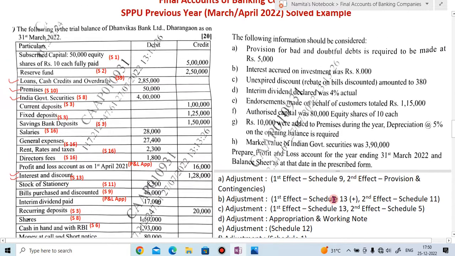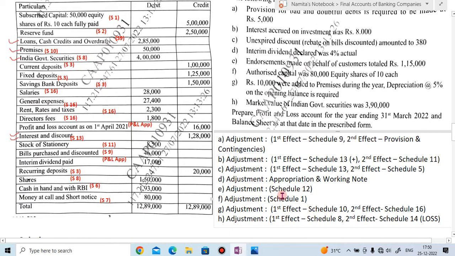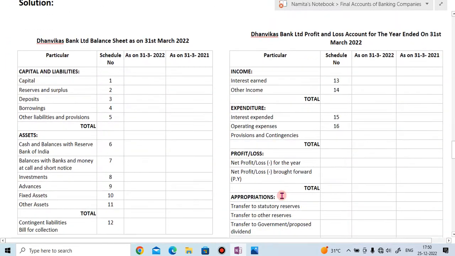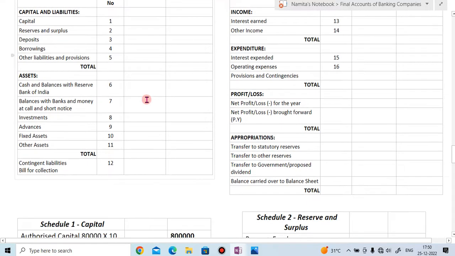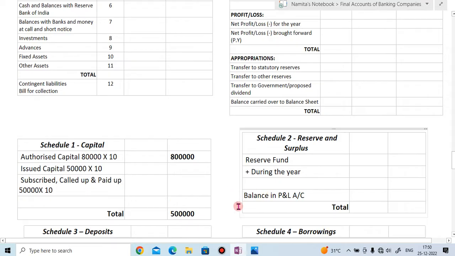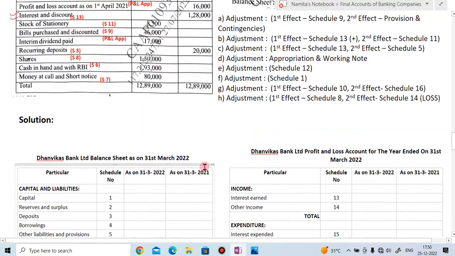Okay, so like this we have to mark the entries as well as the adjustments. Okay, now we'll solve the example. Now see, already you have prepared the format of balance sheet and profit and loss account. Now in balance sheet and profit and loss account, you don't have to do any working note. You will do all the working notes in their respective schedules. Okay, and here only the final total will come in the balance sheet and in the profit and loss account, right? Now first is what?